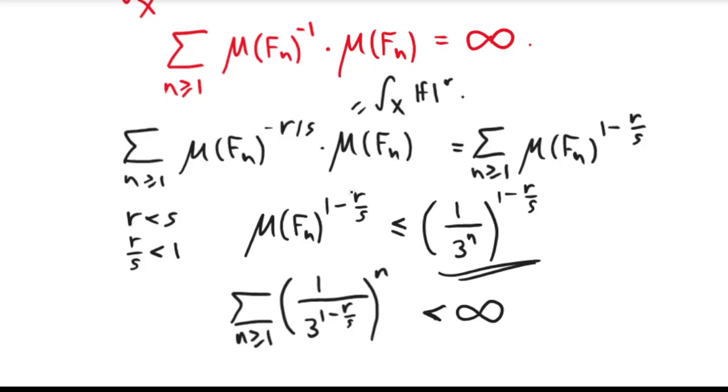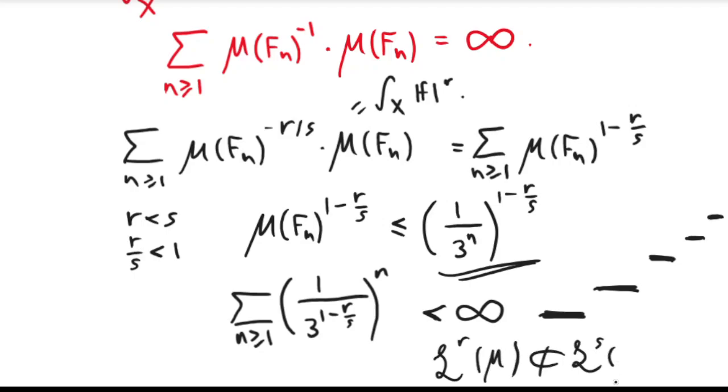So this f function that we constructed, on one of the Fn sets has a fixed value, and then on another one it has a fixed value, and so on. It's kind of hard to visualize, but it would, quote unquote, look something like this. So this f has a finite r norm, but it doesn't have a finite s norm. And so that means that Lr is not contained in Ls. So yeah, that's a rather hard problem, in my opinion, but that's it.